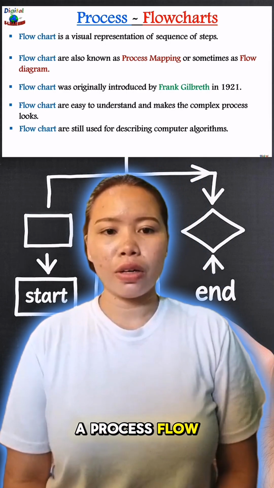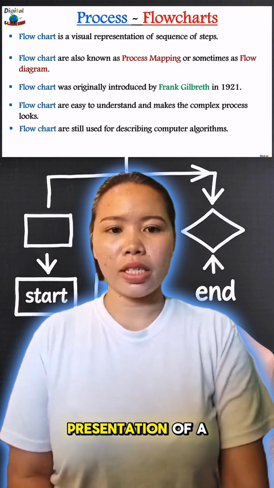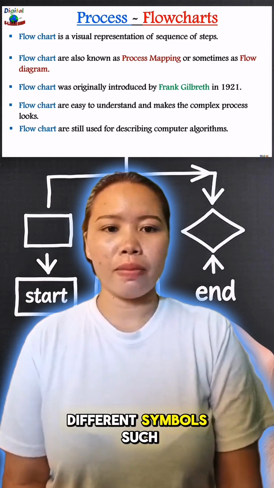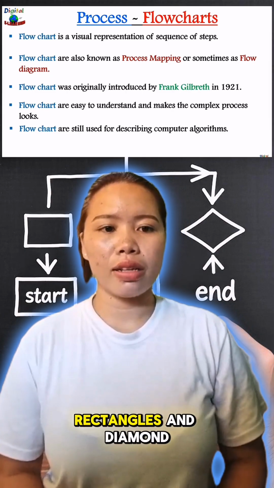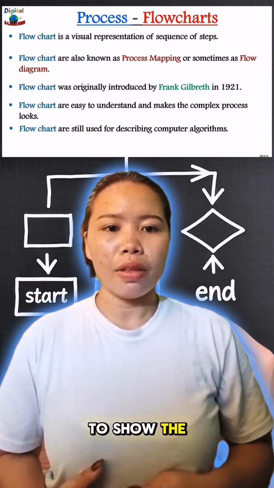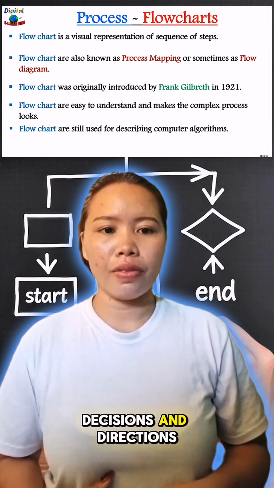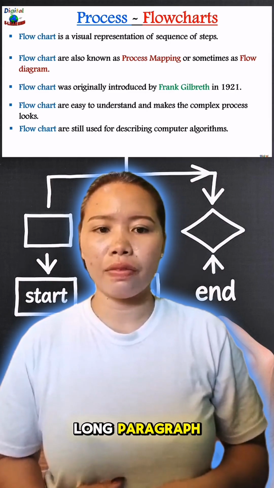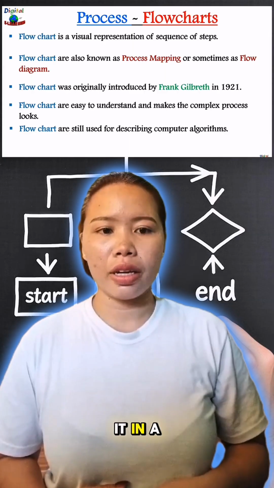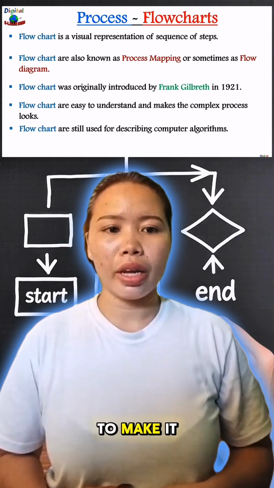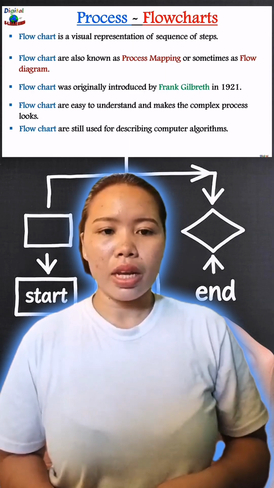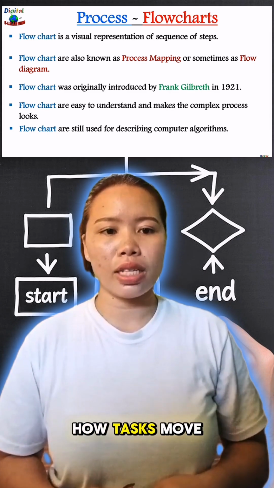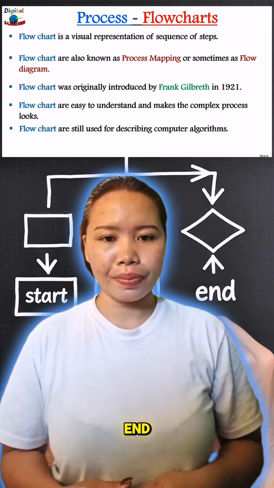A process flow or flowchart is a visual presentation of a sequence of steps in a process. It uses different symbols such as arrows, rectangles, and diamonds to show the flow of actions, decisions, and directions. Instead of explaining a process using long paragraphs, a flowchart presents it in diagram form to make it easier to understand. This tool helps individuals and organizations clearly see how tasks move from the beginning up to the end.